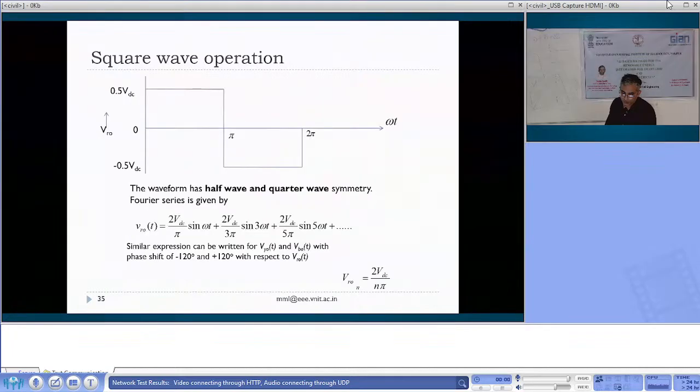Okay, let me show you the waveform. So this is a simple square waveform. Srinivas, you just circulate. They will move it, no problem.